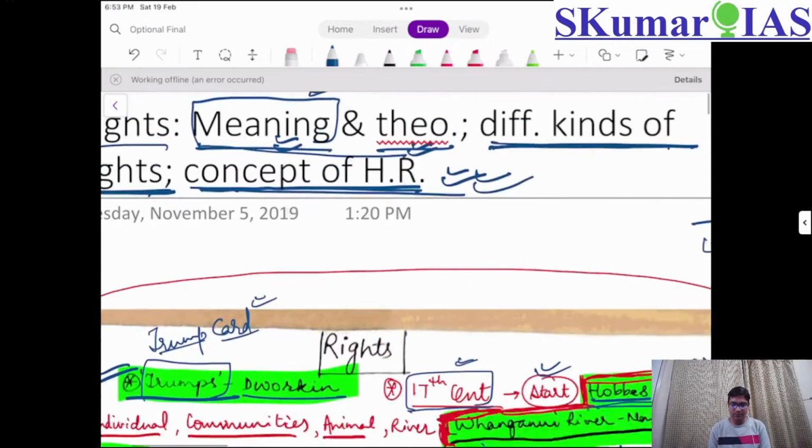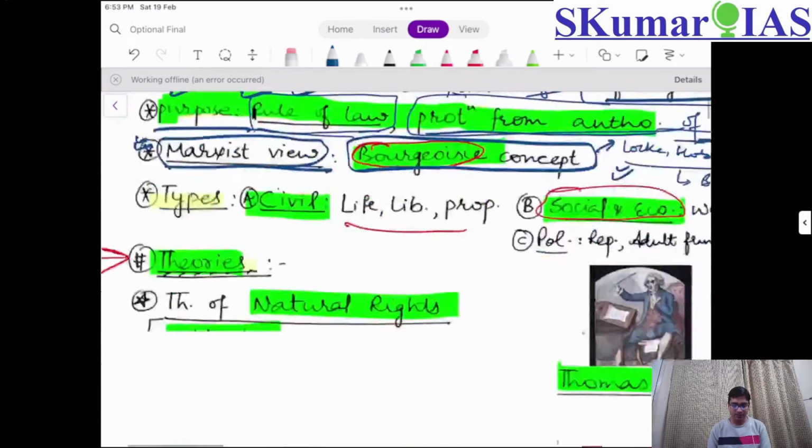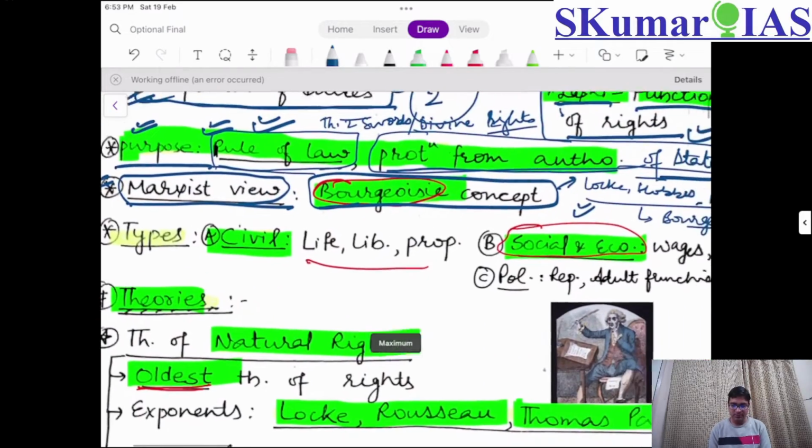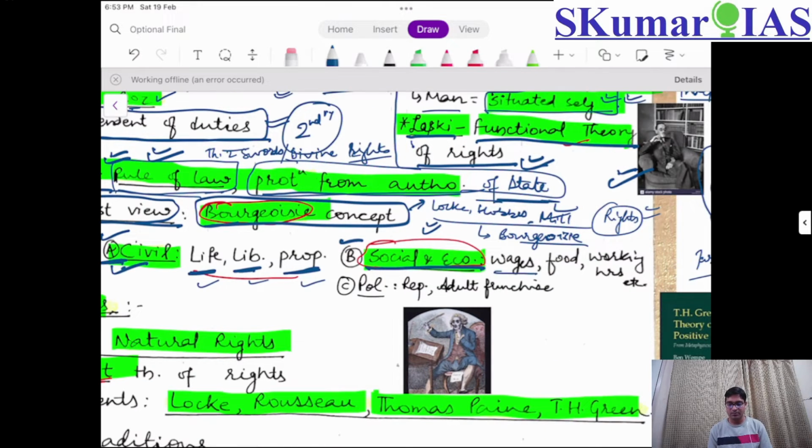Now friends, let us come to the second topic: different kinds of rights. Let us see what the different kinds are. The first is civil rights. Civil rights include the right to life, liberty and property. Then social and economic rights: the wages, the food, the working hours, etc., what we study in industrial relations.